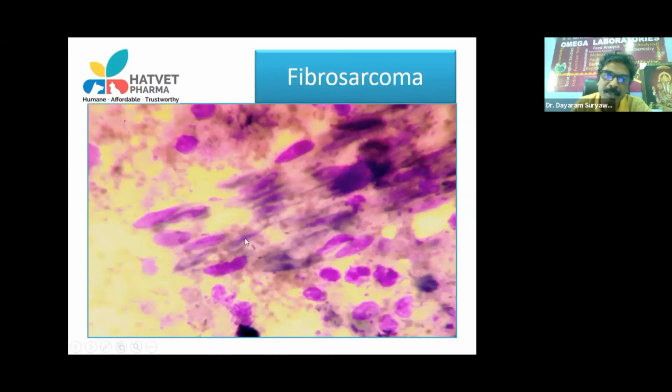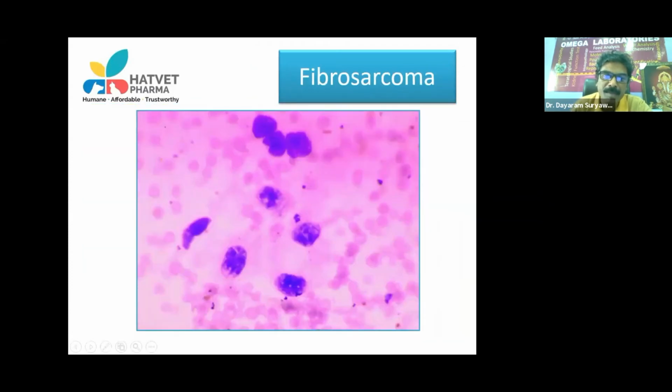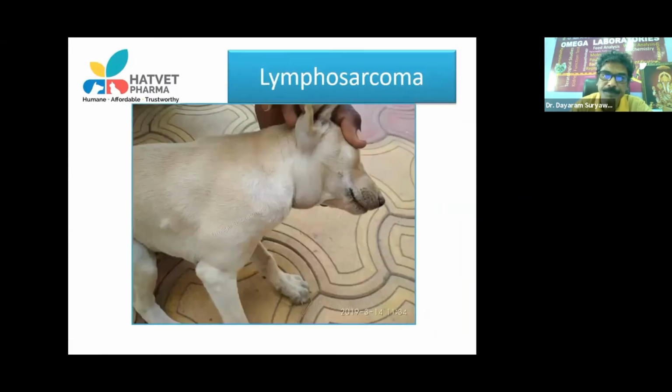Here again, this is one of the pictures. Here you can see some normal fibroblasts, but here you can see more numbers of mitotic cells. Anaplasia is completely present over here. Then sometimes there is a change in the nucleoli. You can see nucleoli 1, 2, 3, 4, 5. So more than 3, even 5 nucleoli can be present in the fibroblastic tumors.